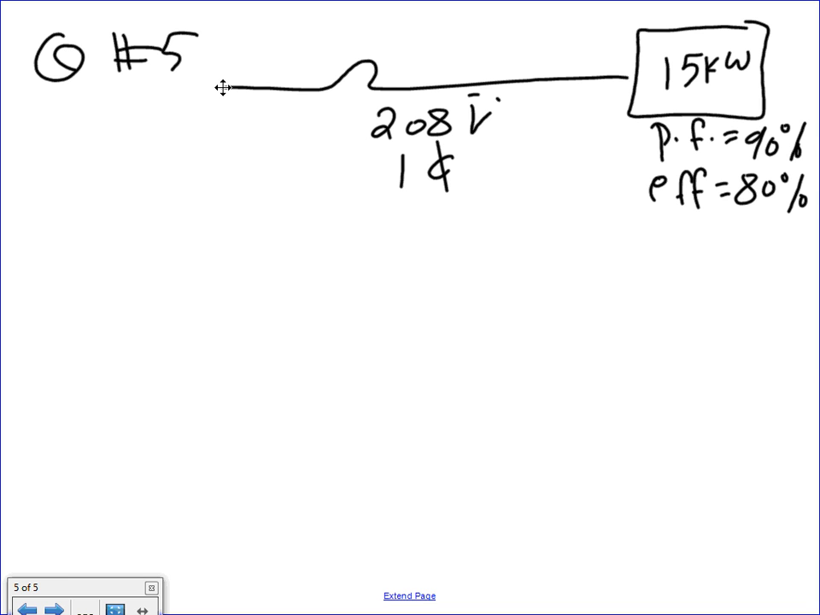I need to find the current for this equipment. How much current is this equipment going to suck out of this system at this voltage, at this power factor, and at this frequency? Big deal, because if I find the current, William, my friend, I multiply by 1.25 to size or compute the conductors.